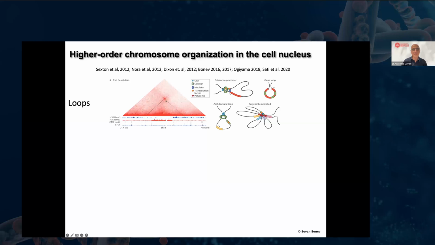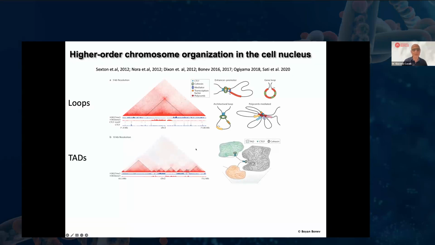And these interactions, we call them loops because there's a strong interaction flanked by nothing much, so the rest of the point. So the easiest way to represent it is that you have a contact like this. And this can be happening at CTCF binding sites. So CTCF is a main organizer of chromatin folding, assisted by cohesin, enhancer promoter interactions, or Polycomb mediated interactions. And I'll be talking about these today.